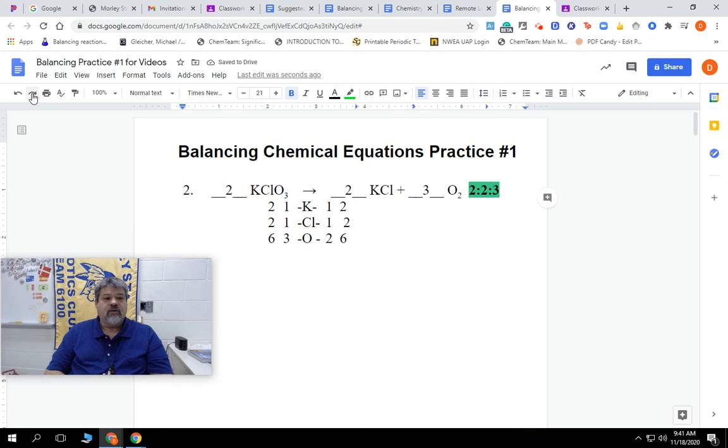There we go. That's how we do problem number 2 under practice sheet number 1 of balancing chemical equations. Again, hopefully it helped you out. If you do it this way every single time, you should never make a mistake.